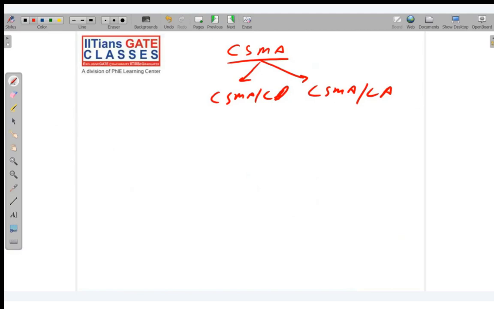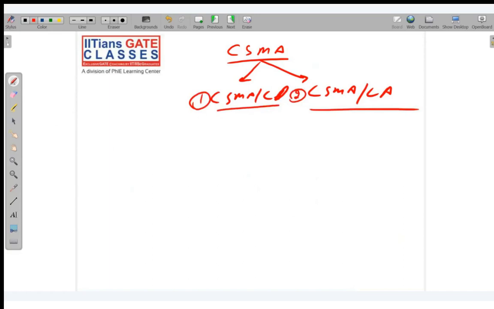What to do after collision. Hence we have two extensions of CSMA: one is CSMA CD and another is CSMA CA.